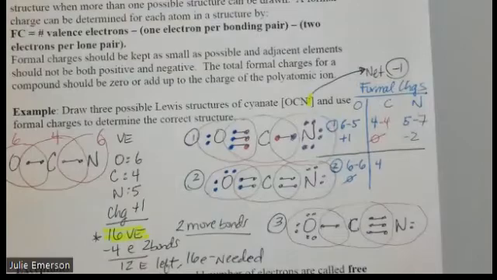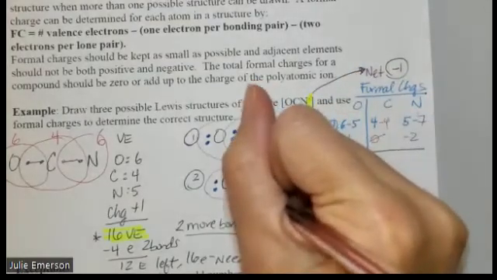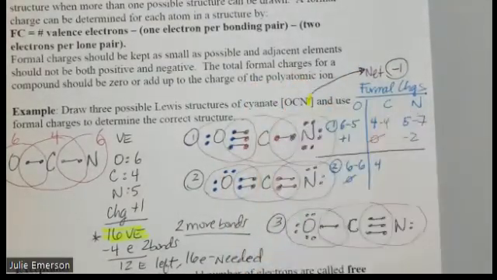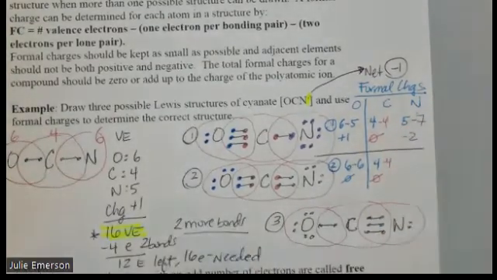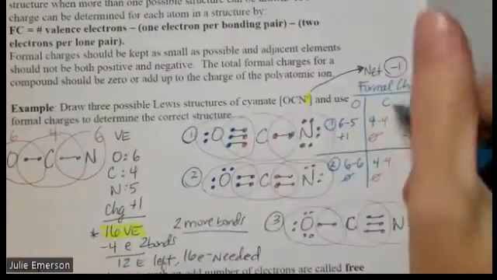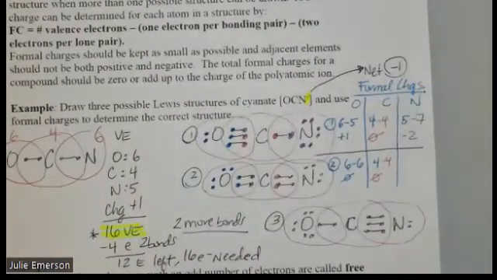And how many have I assigned it? Carbon, 1, 2, 3, and 4. So half of each bond, right? So 4 minus 4 goes to 0. So that also looks good, right? So we always want charges to go to 0 if we can.